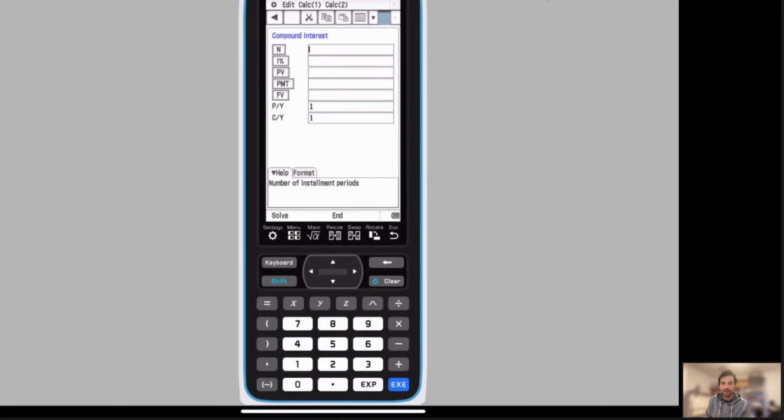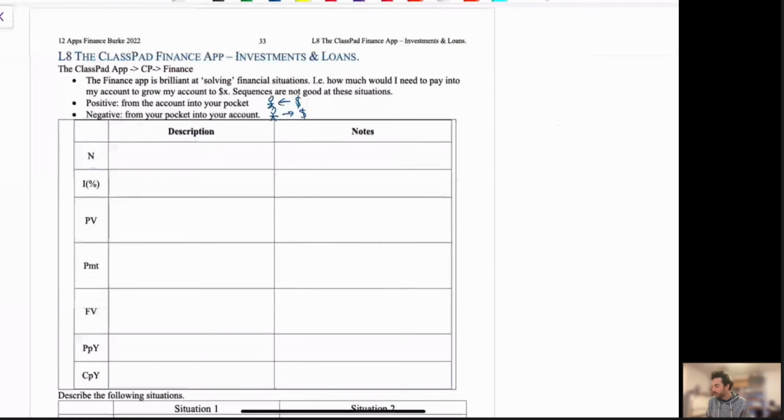So I'm currently selecting N, number of installment periods here, annual interest rate as a percentage here, PV, present value, the initial investment or the principal, PMT, amount paid each period, and how often is it paid? Well, that's the payments per year. FV is the future value, and CY is the compounding per year as well. So what we're going to do now is fill in this table. Okay, just grab my notes.